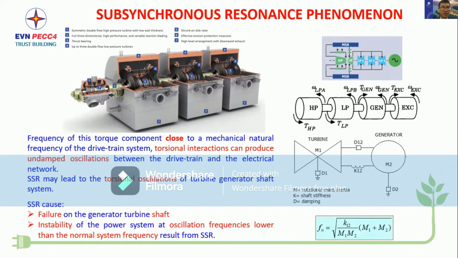The frequency of this torque component is close to a mechanical natural frequency of the drivetrain system. The torsional interaction can produce undamped oscillation between the drivetrain and the electrical network. SSR may lead to torsional oscillations of the turbine generator shaft system. SSR will cause failure of the generator turbine shaft and instabilities of the power system at oscillation frequencies lower than the normal system frequency resulting from SSR.